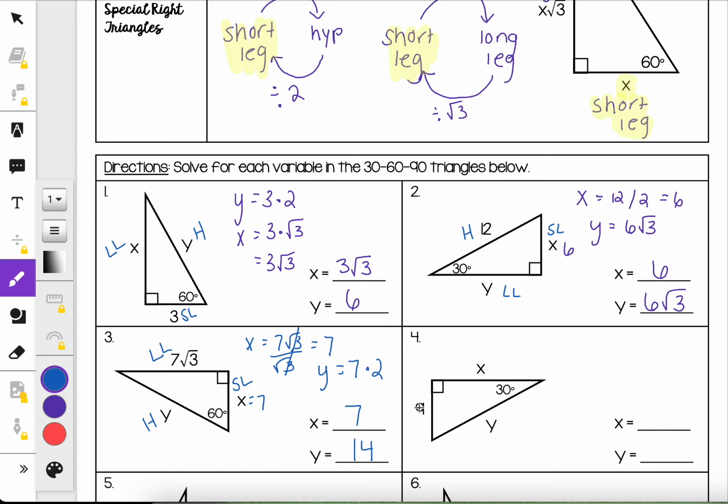Number 4, I am given my short leg. I want to find my long leg and my hypotenuse. All right, so again, short to long for x, that's going to be 9 times the square root of 3. And then short to hypotenuse is times 2. So 9 times 2 is 18.